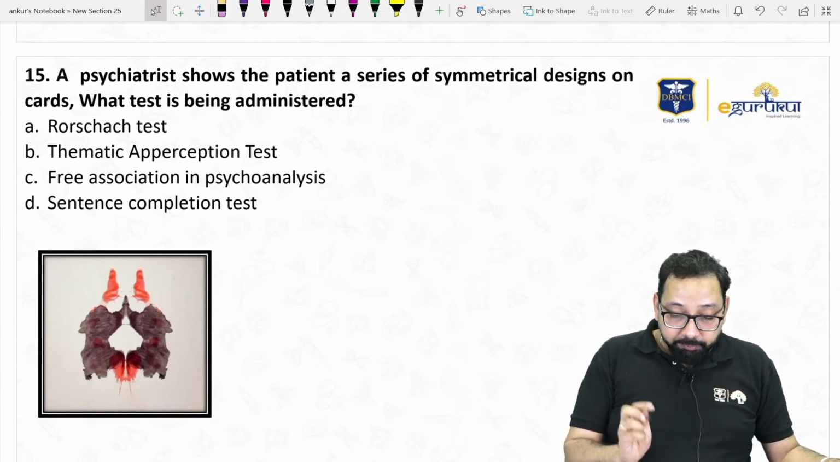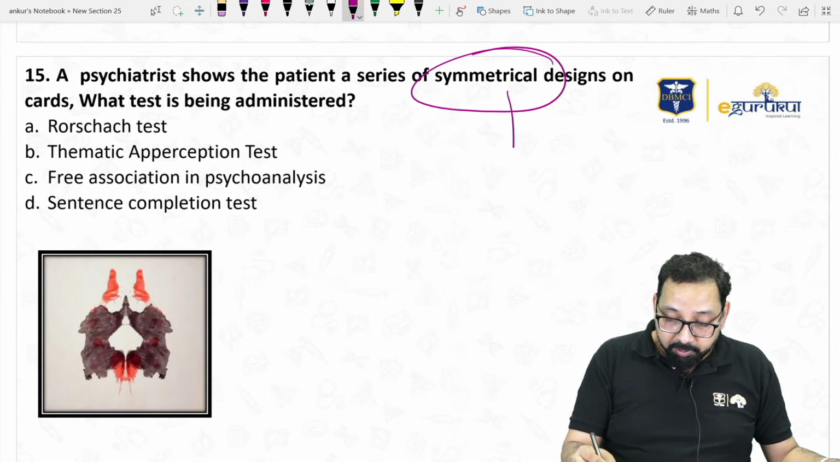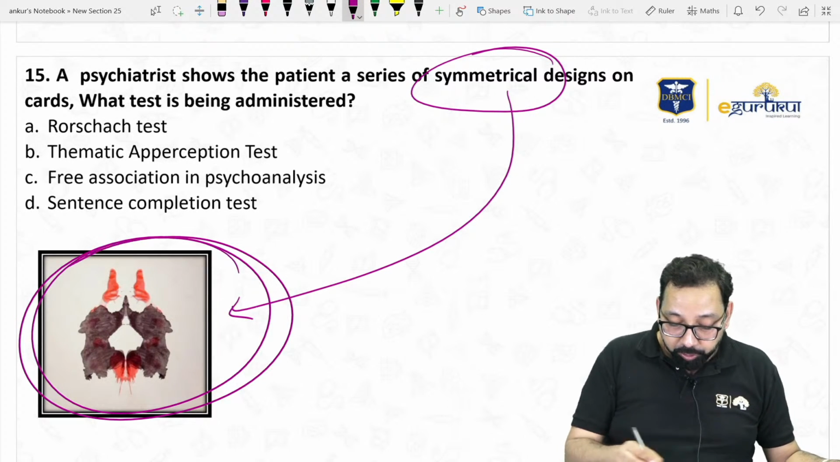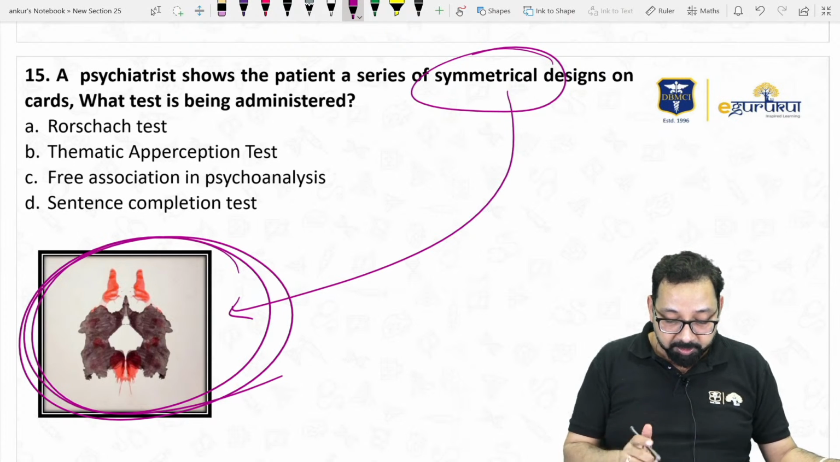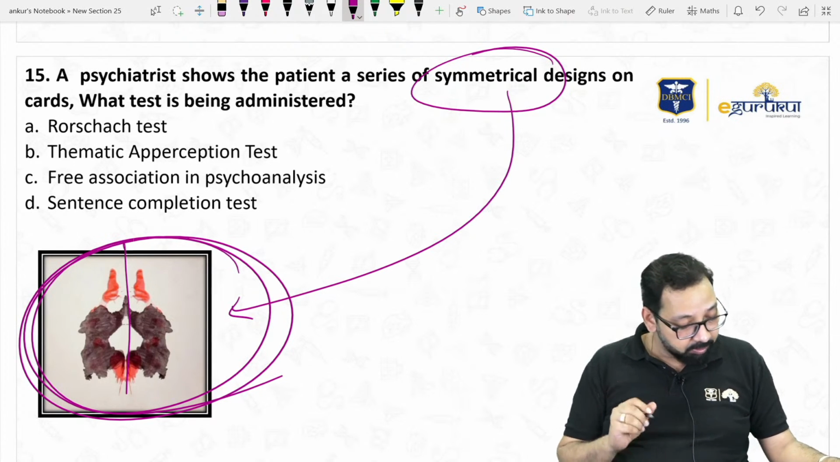Whenever you see a symmetric picture, a symmetric card, this is called the Rorschach test. Without second thought, symmetric picture, card, guess Rorschach test.